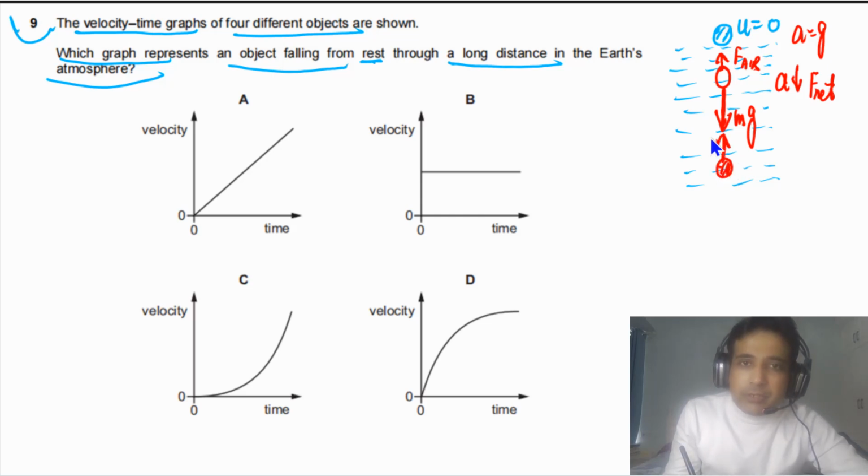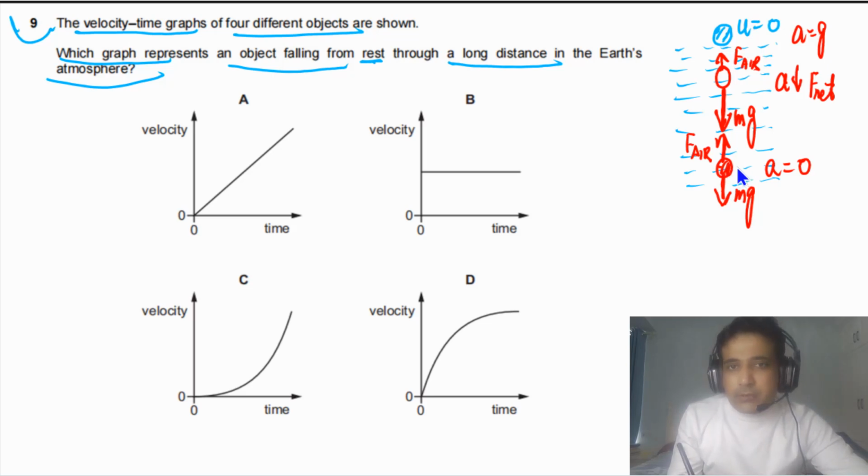So air resistance is acting upwards and the magnitude of air resistance will be equal to the magnitude of gravity. When these two forces are balanced, acceleration of this ball will be equal to 0. And so at this instant of time, the ball has reached terminal velocity.